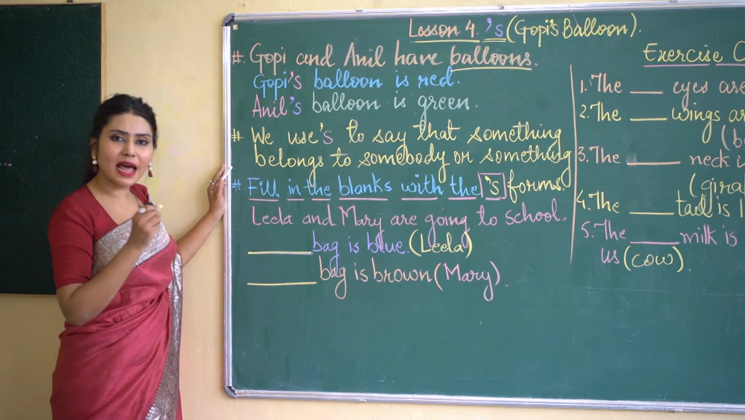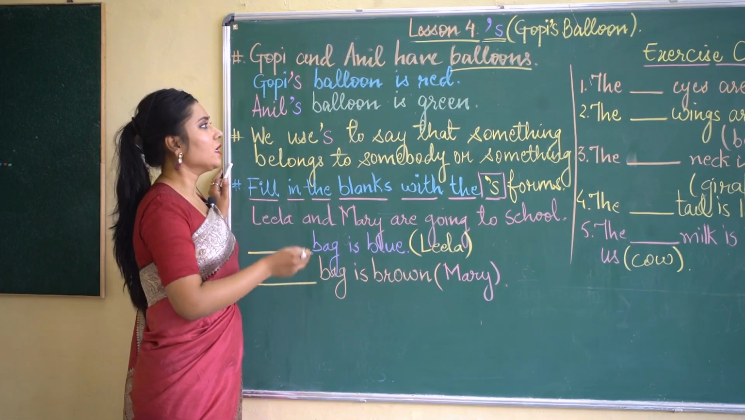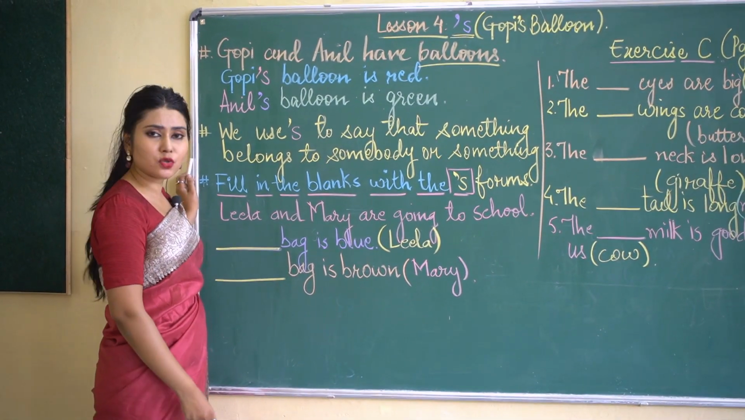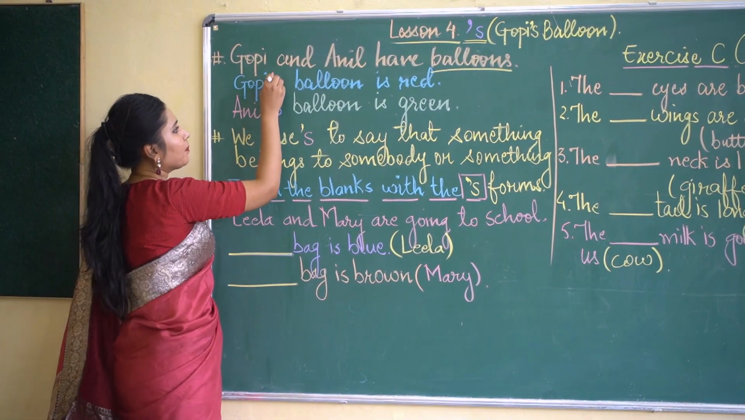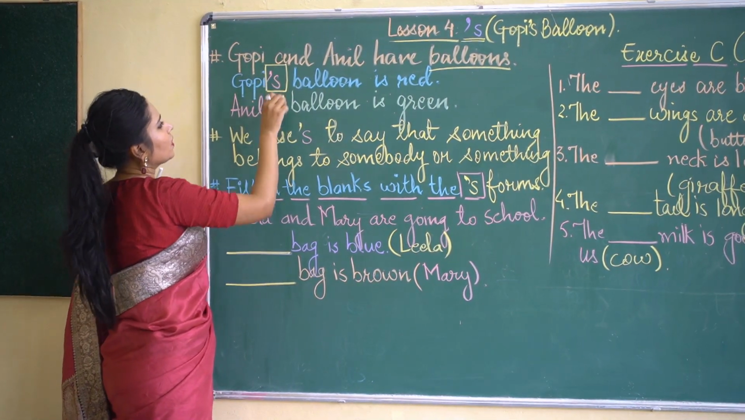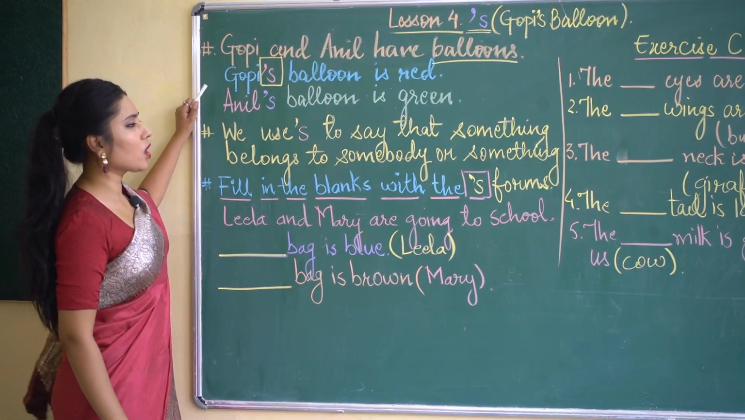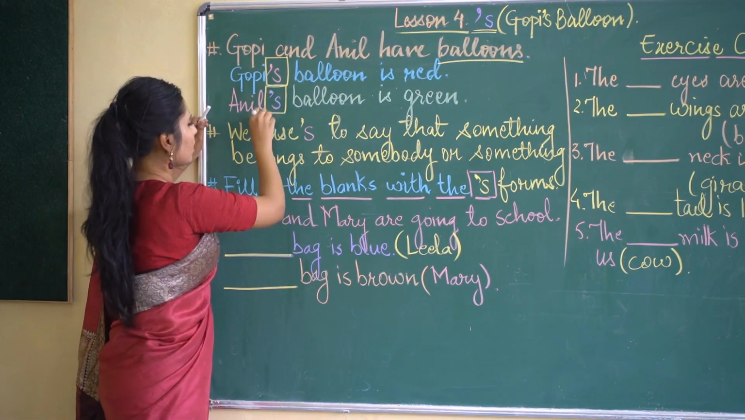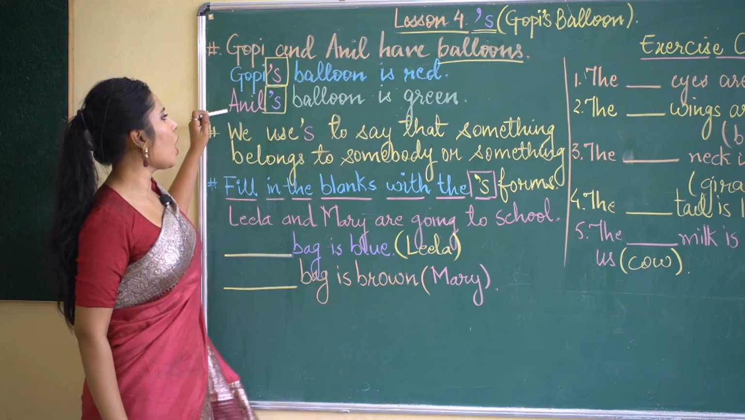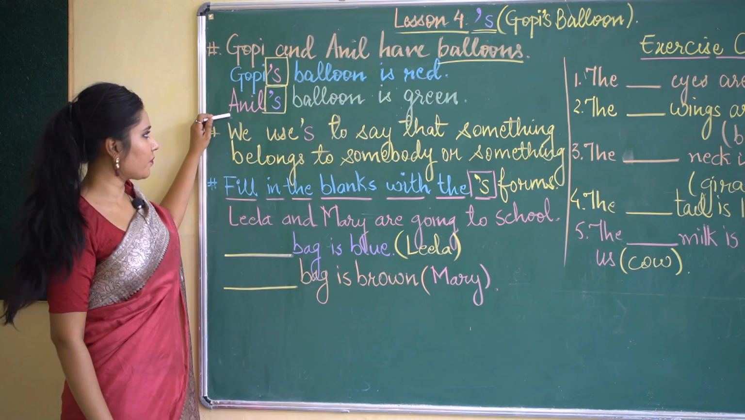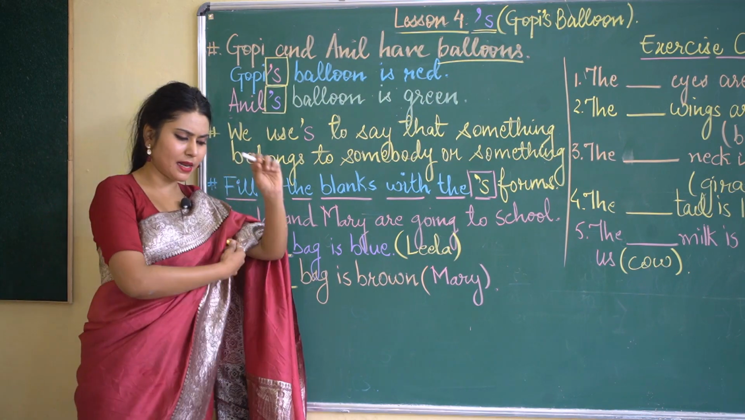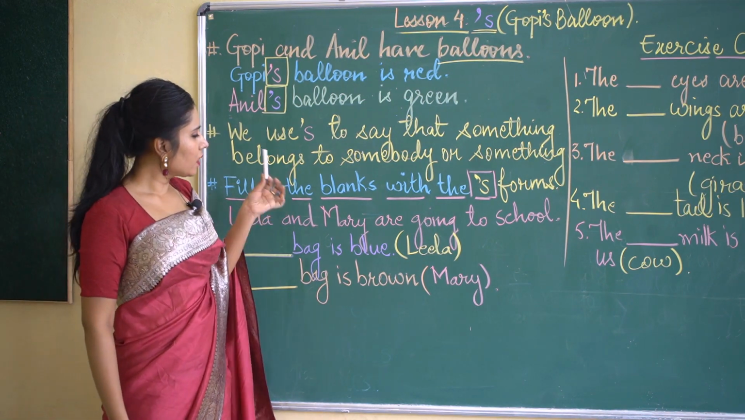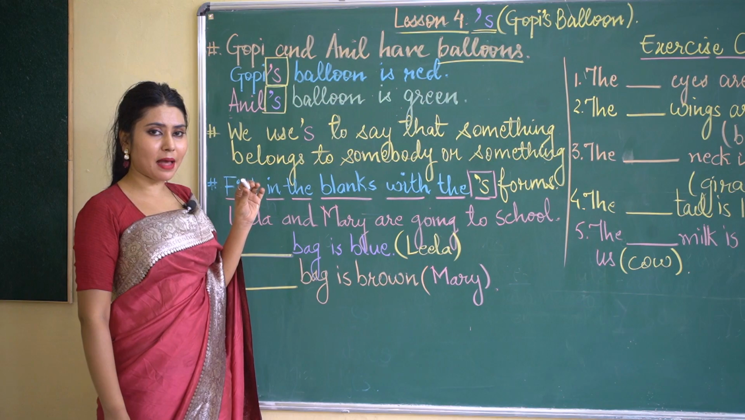But when you have to write it down and explain which particular red balloon belongs to whom and which green balloon belongs to whom, we actually apply an apostrophe S to show that the red balloon belongs to Gopi. And similarly, it's given for Anil also, that the green balloon belongs to Anil by applying an apostrophe S. For example, I'm holding this chalk in my hand. So I would say, this chalk belongs to Nikita ma'am.